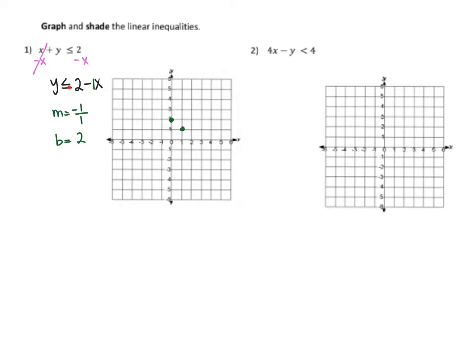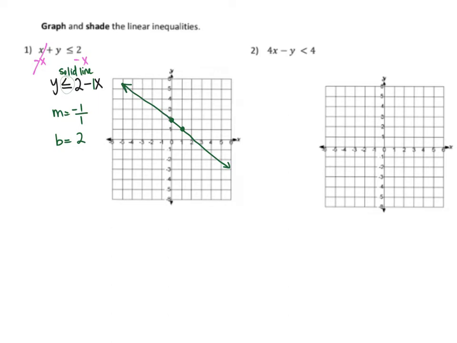Now, based off of this inequality that has an equal sign, this is going to be a solid line. So in that case, I'm going to connect the dots using a solid line.